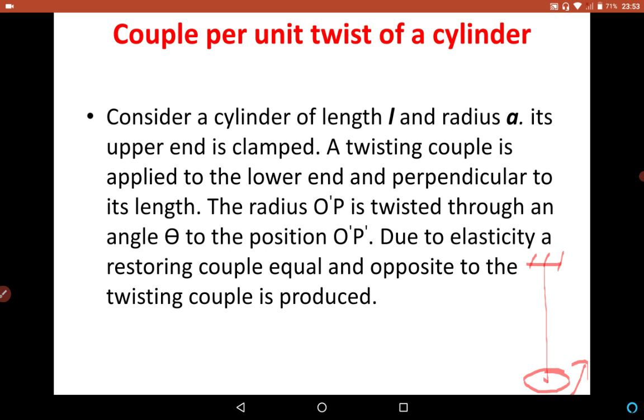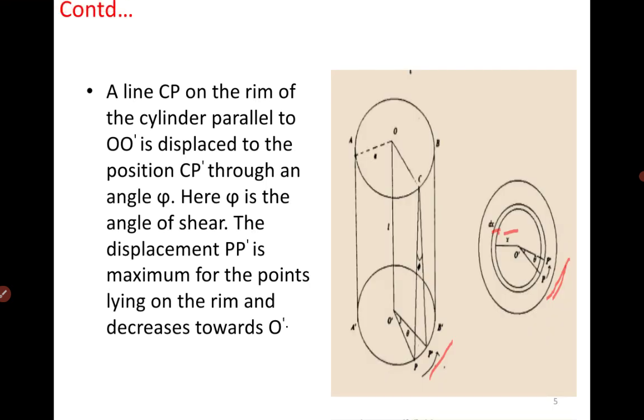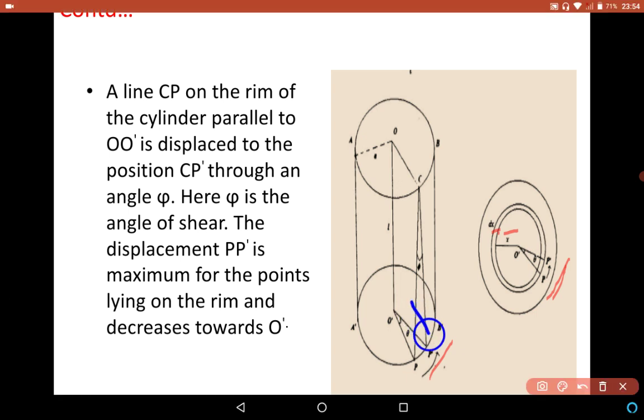Here we consider the cylinder in detail. The radius O dash P is going to twist. The point C is on the rim of the cylinder. Then the point P comes to the position P dash, and this PP dash makes an angle phi. This phi is the angle of shear.